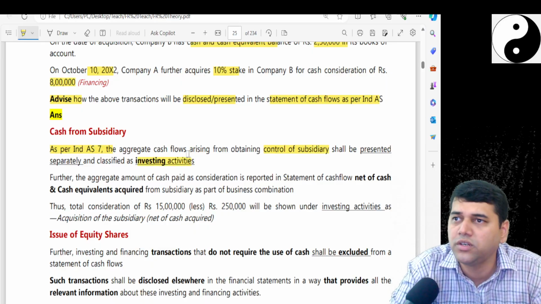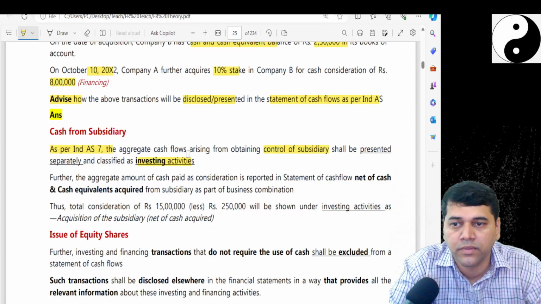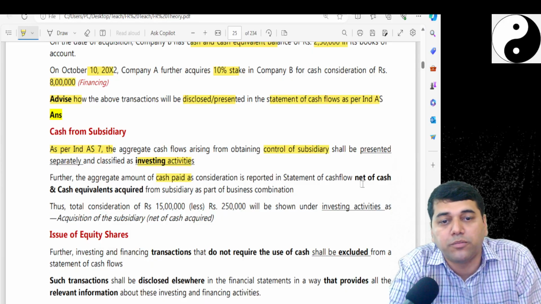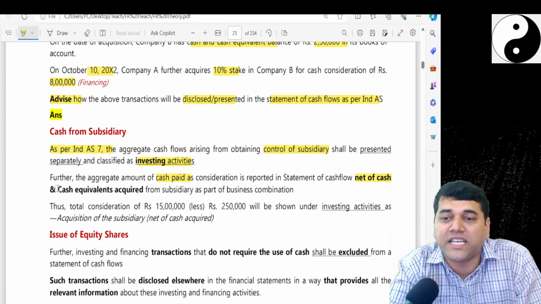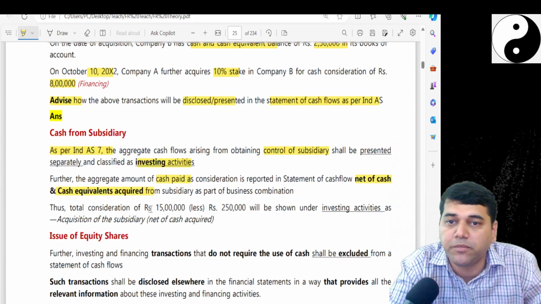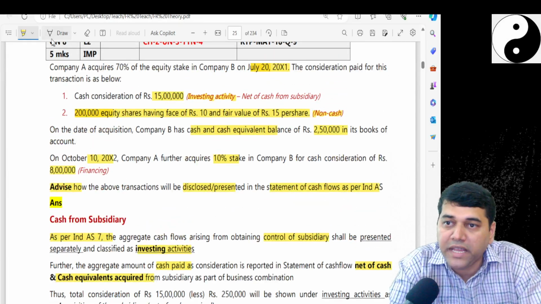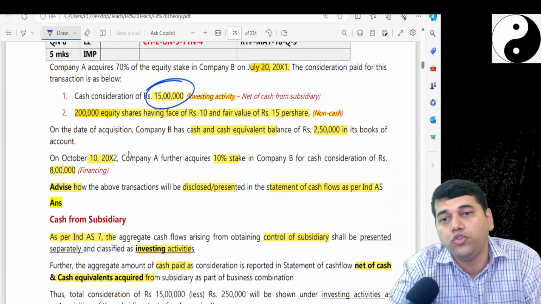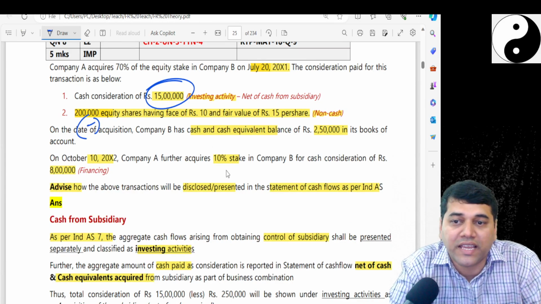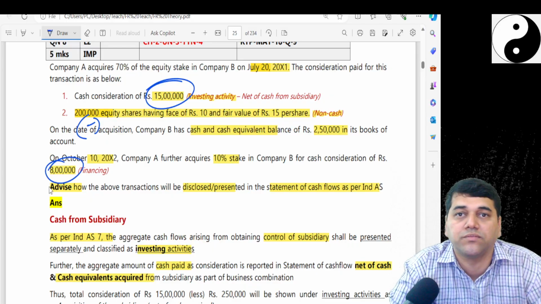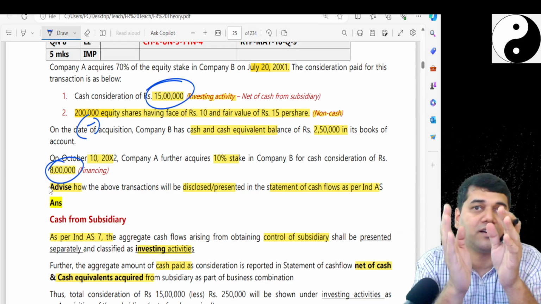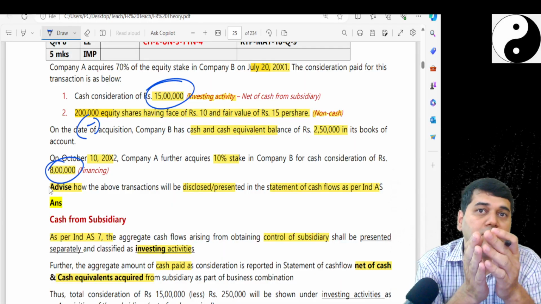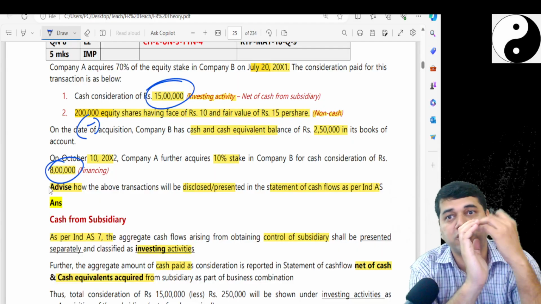No dispute, no confusion regarding this. Further, the aggregate amount of the cash paid as a consideration is reported net of cash and cash equivalent acquired from the subsidiary. That means when you say my investment activity is 15 lakh, you will show it net of the subsidiary's cash. You remember in Ind AS 103, when we passed the opening goodwill entry, in the net assets, did I include cash also?